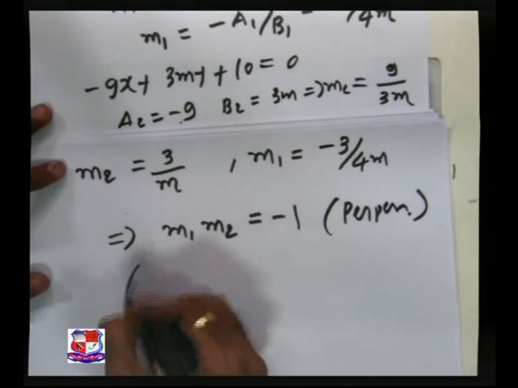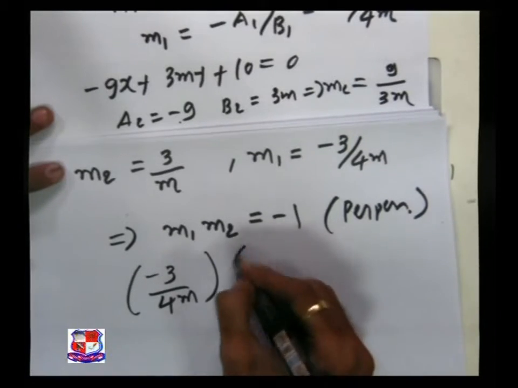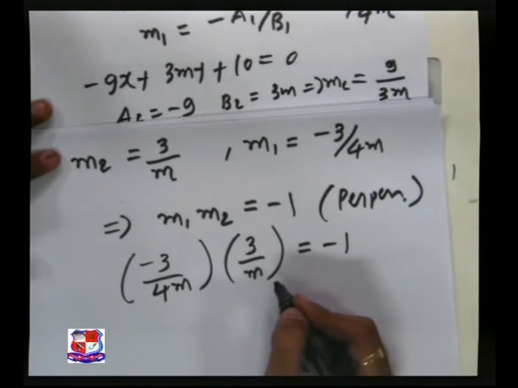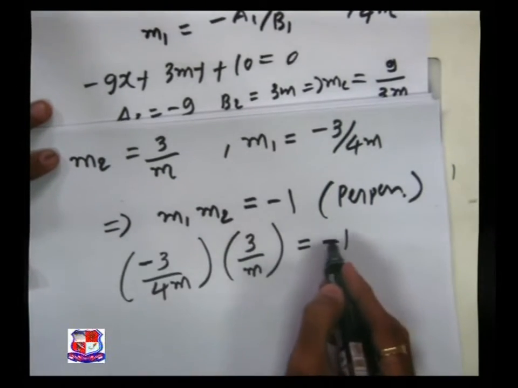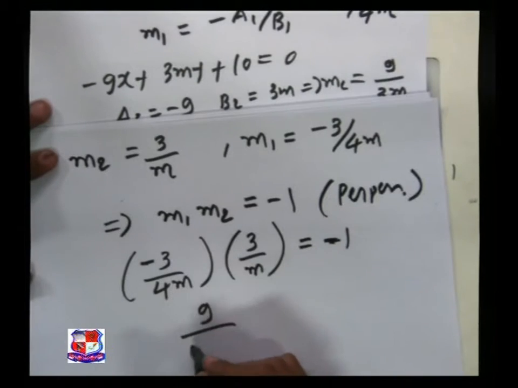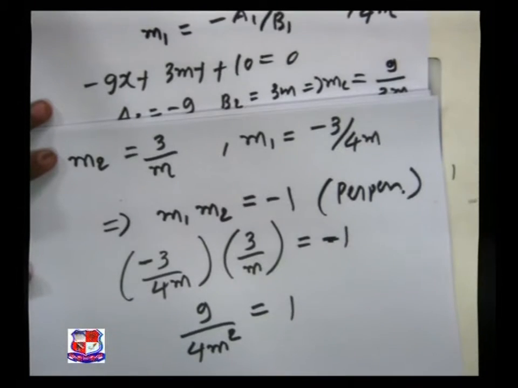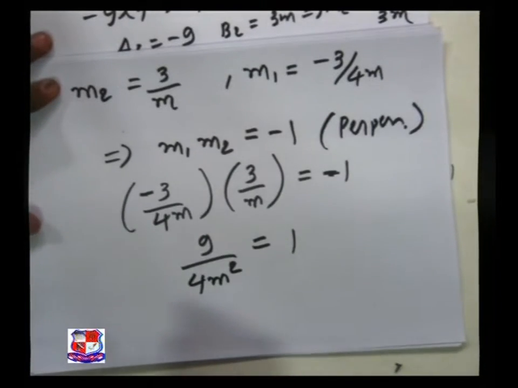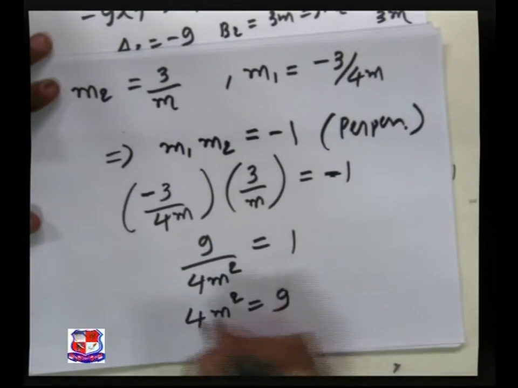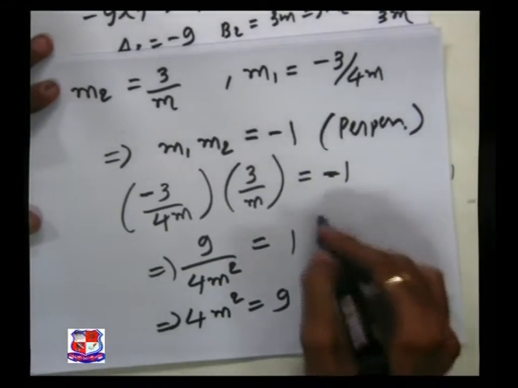Here m1 is equal to minus 3 by 4m and m2 is equal to 3 by m, and their product is equal to minus 1. So here minus and minus make plus, 3 into 3 is equal to 9 upon 4m into m, that is m square. So 9 upon 4m square is equal to plus 1. So we will get 4m square equal to 9. By simplifying this, m square is equal to 9 by 4.